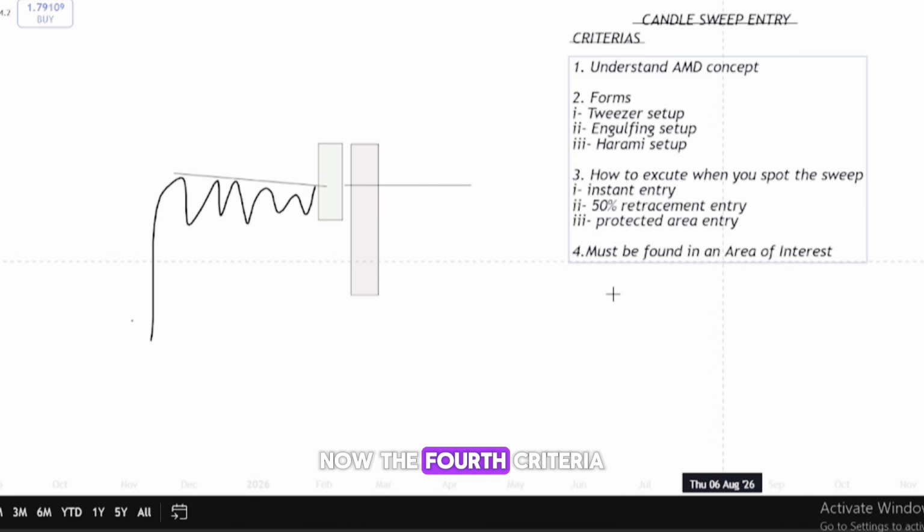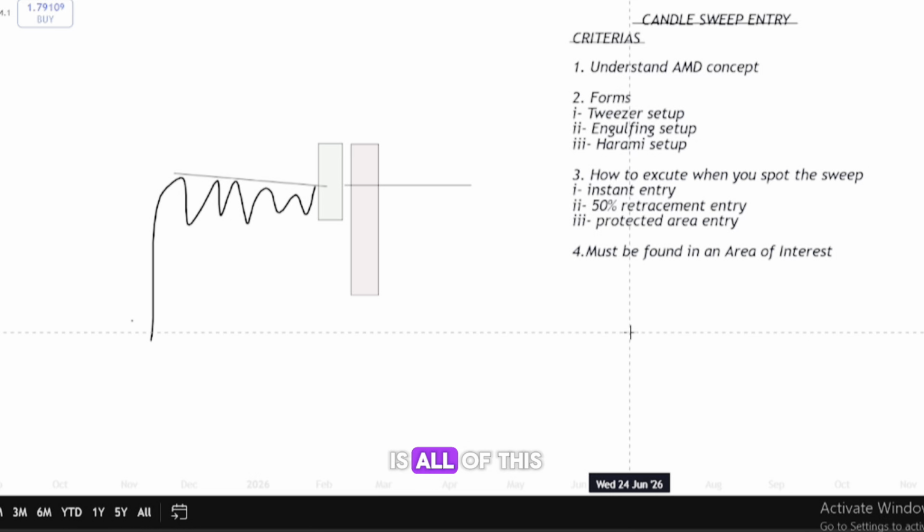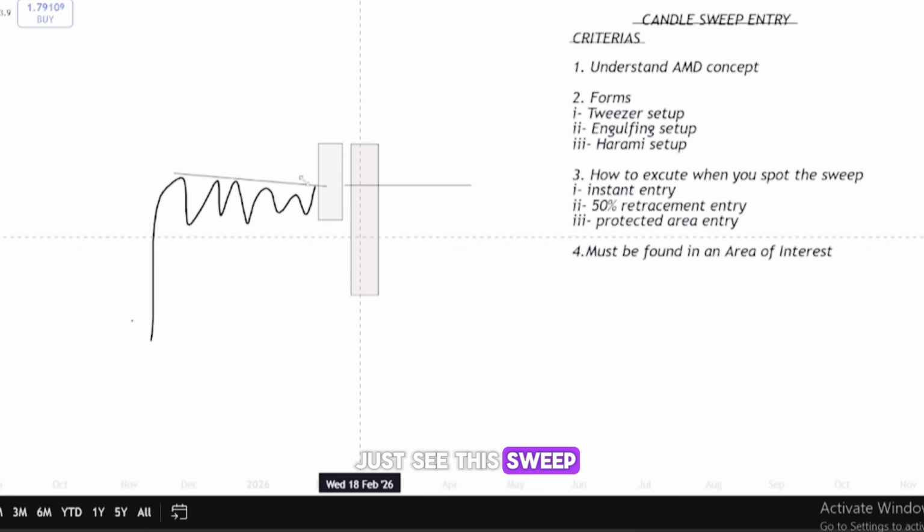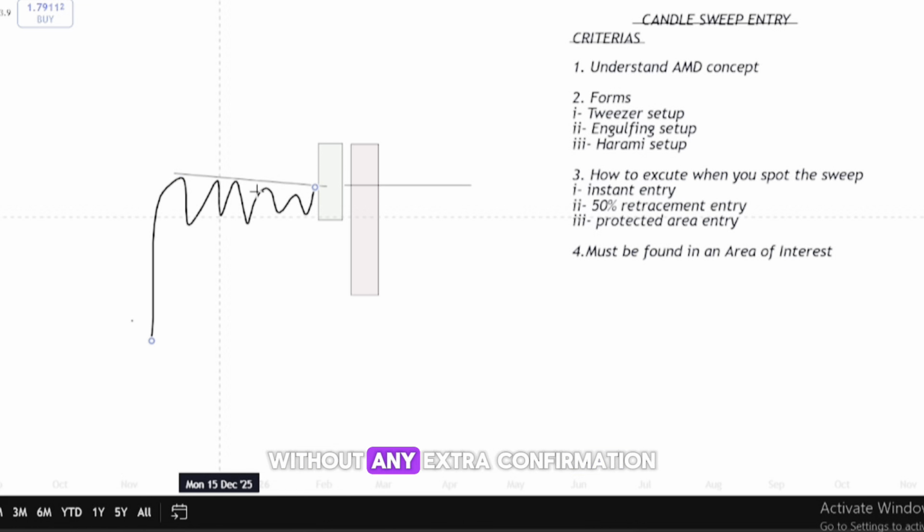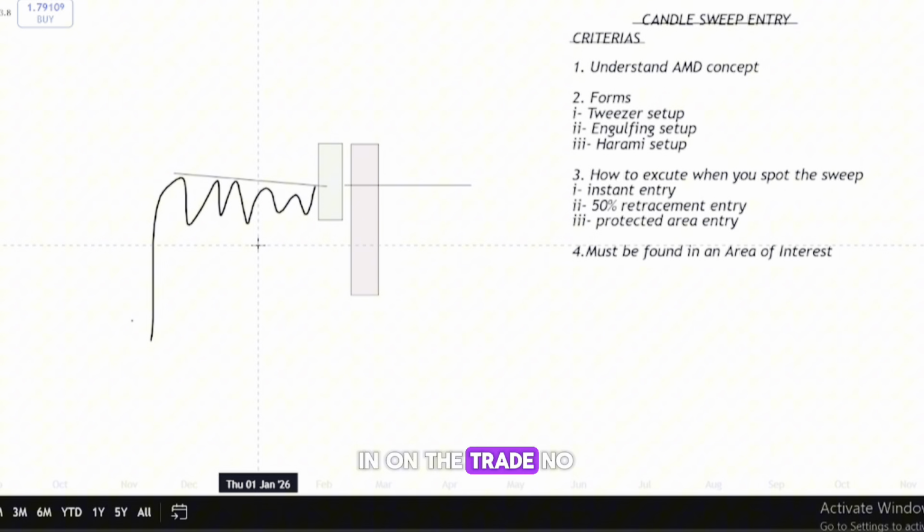Now, the fourth criterion we're looking at is that the first three must be found in an area of interest. You don't want to just see this sweep happening in a random place without any extra confirmation and just get in on the trade. No, they have to be in an area of interest, maybe near an order block, near a supply or demand area, stuff like that. Basically, it has to be around an area of interest.